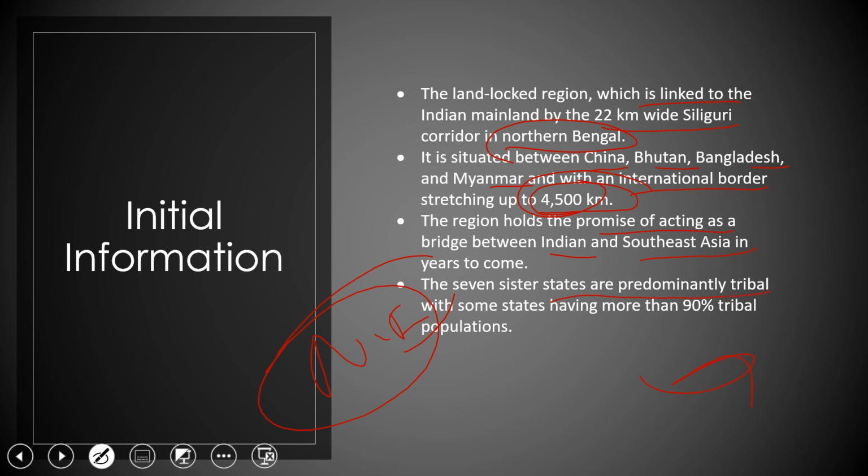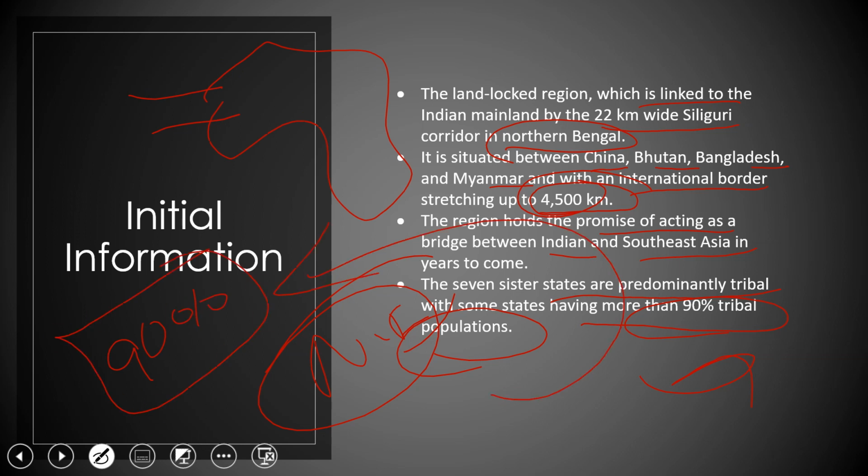The seven sister states are predominantly tribal, with some states having more than 90% tribal population. So if you send illegal migrants into those regions, what will happen? Insurgency will happen. People don't want migrants to interfere with their customs and religions, because they worship nature, and ultimately when outsiders come, they will destroy those regions. Exploitation will take place. That's why there have been more cases of insurgent groups in the eastern states, and some are still active.